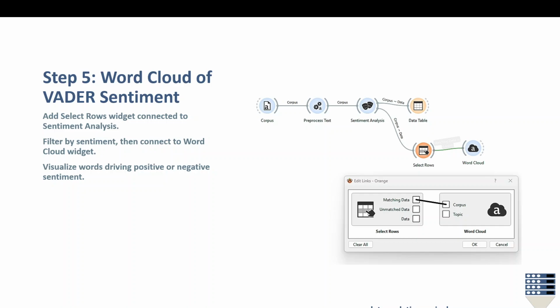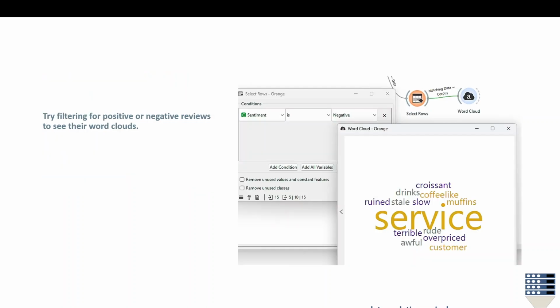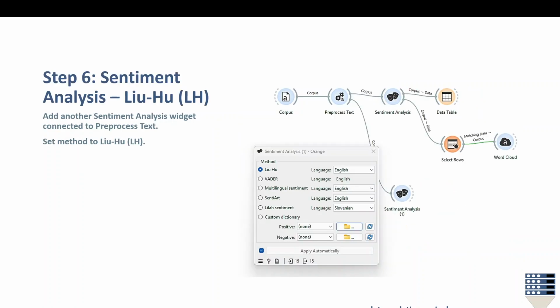Okay. So that's the first method that we're going to look at, VADER. And this shows what we're going to actually do in a minute, which is select rows and filter. This one filters for negative, and these are the words associated with negative reviews. So apparently service is bad. That kind of thing might be really helpful for management or marketing people to look at. Okay. So that's the VADER method. Let's stop here and go into Orange and do the VADER method.